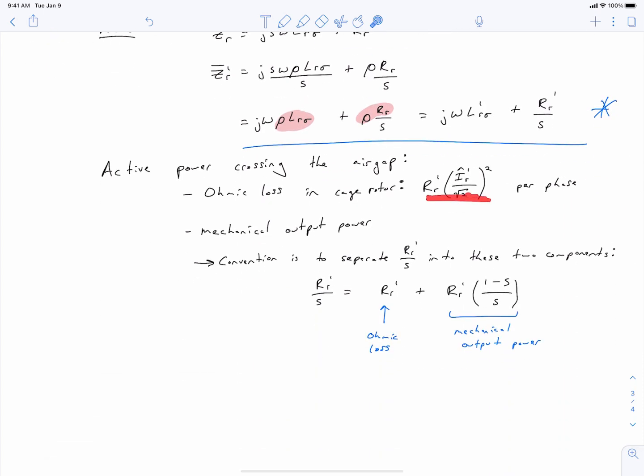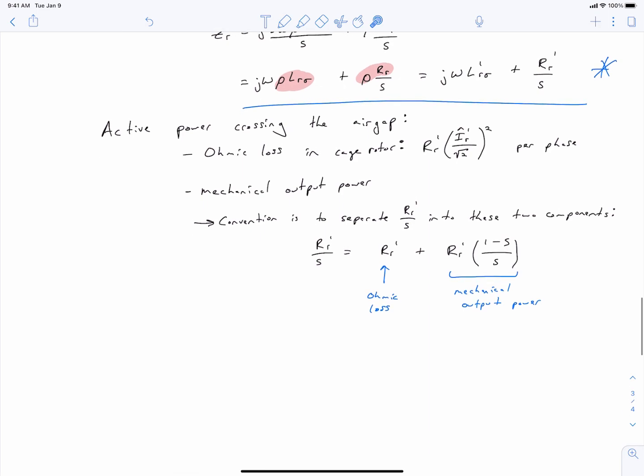One component is the ohmic losses in the rotor cage, which we can calculate in the standard way as I squared R. And then the second component is our mechanical output power. And for this reason, the convention is to separate this R prime by S term into these two components. So we've got our ohmic loss components, which is just this expression up here. And then we've got our mechanical output power, which is this expression over here. So you can verify that if you add these two components up, you get this expression again.